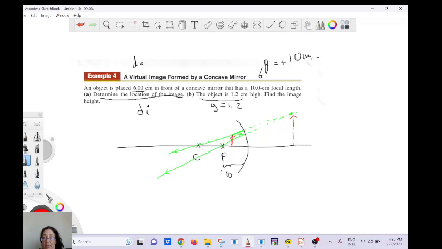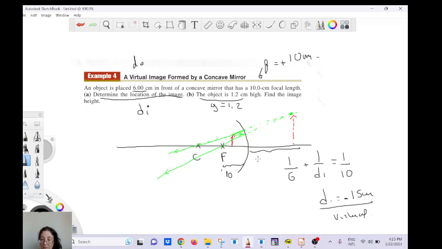And from that side, you see that the rays are diverging. So if you use the same equation, you have 1 over 6 plus 1 over d sub i equals 1 over 10. So d sub i equals minus 15, and minus means it's virtual. This is not bad, right? This is 10, this is 15. It's not very to scale, but not bad: 10 centimeters, 15 centimeters.